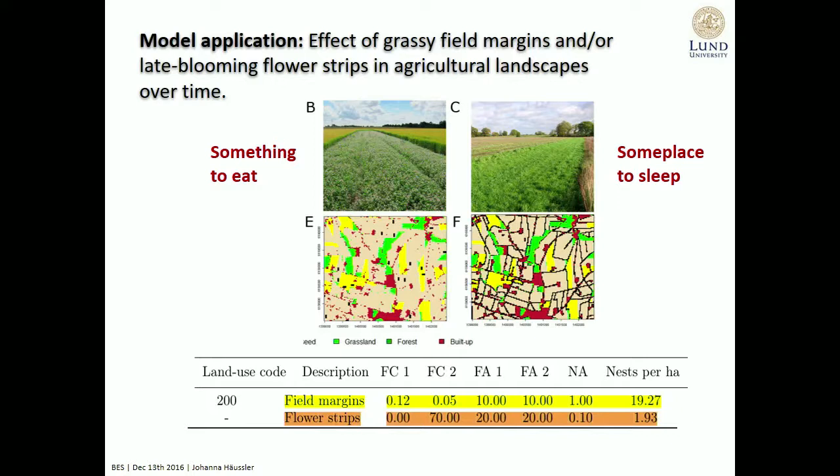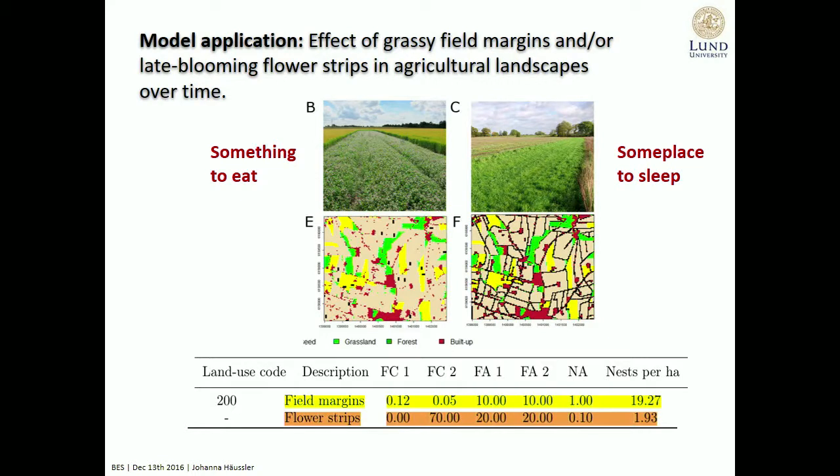Yeah. Now we'll introduce you to a model application which we did. So as we heard before, it is very important to have pollinator-friendly habitat, such as grassy field margins and late blooming flower strips in agricultural landscapes. So we wanted to test the effect of implementing these management interventions over time and at different landscapes. So bees need something to eat and something to sleep in, like we do. So we have flower strips and grassy field margins, and we implemented them in the landscapes.